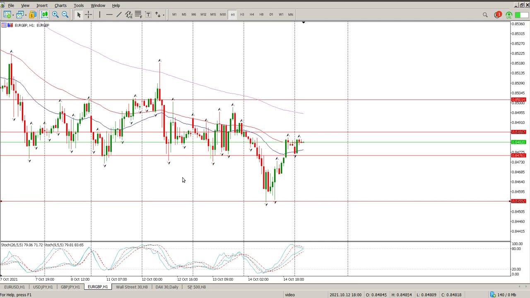Anyway, that's it for me on Forex. Is looking quite interesting. Next week should give us some fairly interesting trades, especially on Euro Pound, which has been sideways for quite some time.